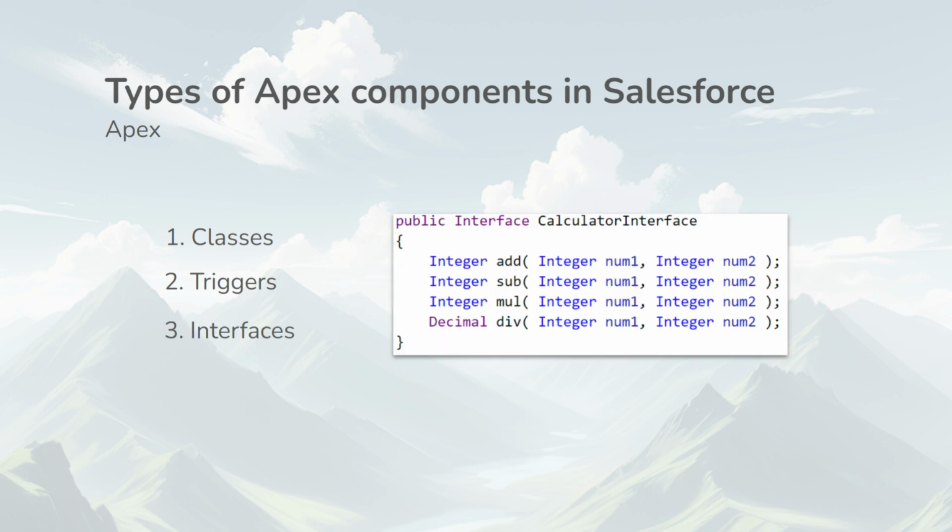The third type of component that we can create in Salesforce is interface. Interfaces are not executable. However, they are used to implement classes that follow a type of framework to perform certain business operations in a certain way or certain sequence.